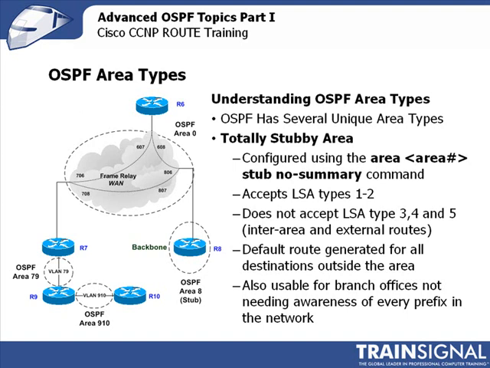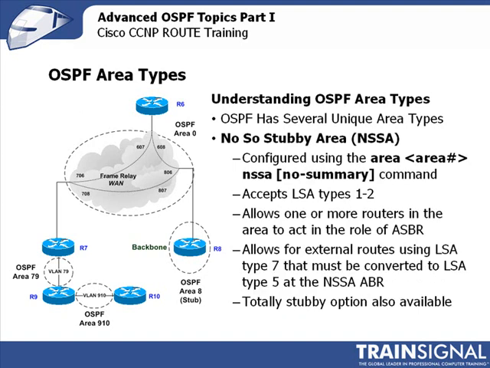This can be very helpful and usable in branch offices that don't need awareness of everything. You want to be able to have them part of the routing process, but they don't really need to know about everything there is. It could be a simple way to configure it. So what if you need to redistribute routes in a stub area? Is there some way to do that?